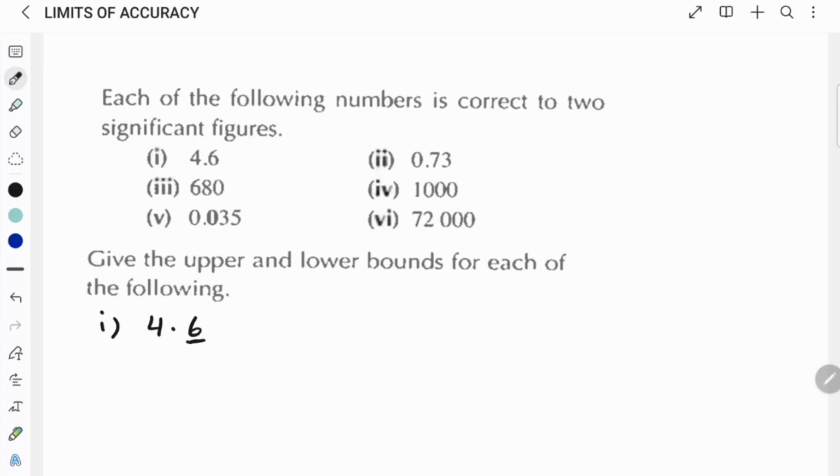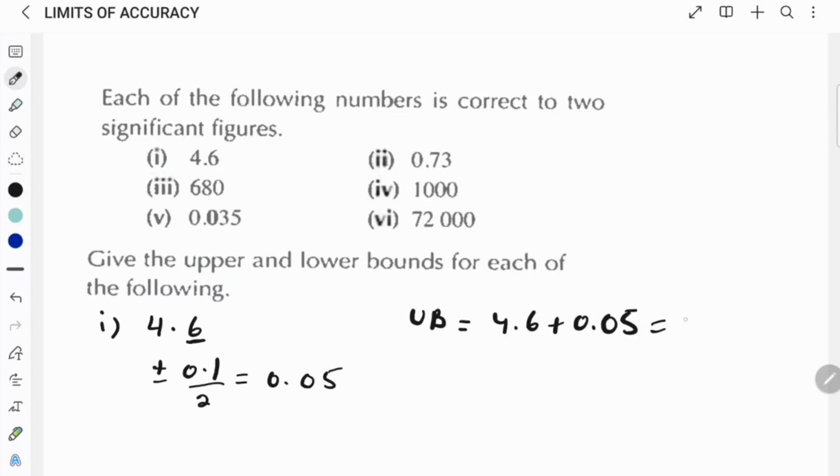It means 0.1. So what do we do in this case? We'll add and subtract 0.1 upon 2, which is equal to 0.05. If we add 0.05, you will get the upper bound. If you subtract 0.05, you will get the lower bound. So for the upper bound, 4.6 plus 0.05 is 4.65, and for the lower bound, 4.6 minus 0.05 is equal to 4.55. Then it is the lower bound.